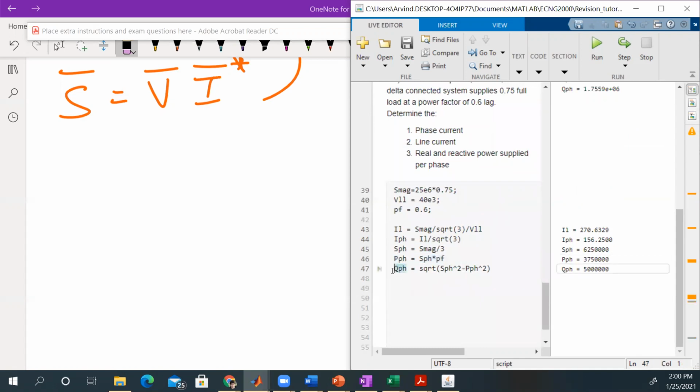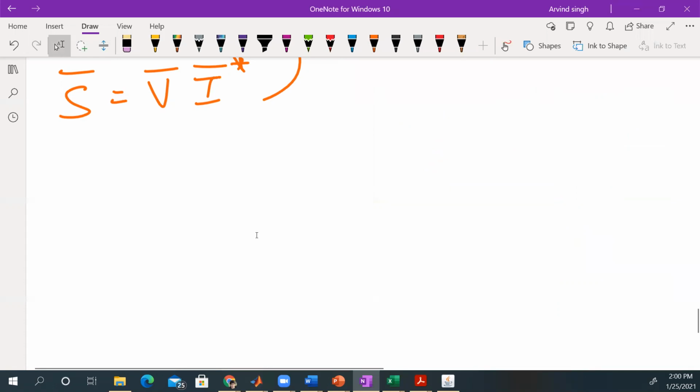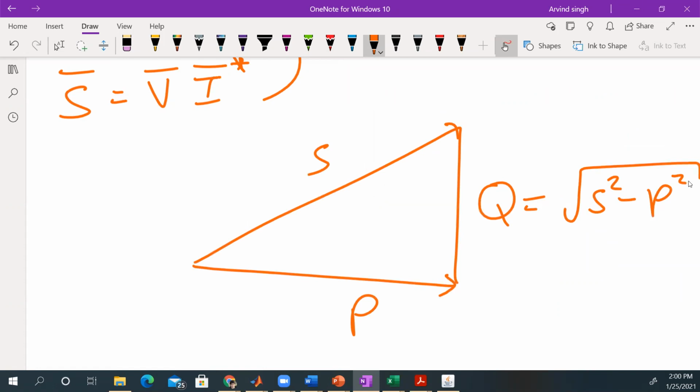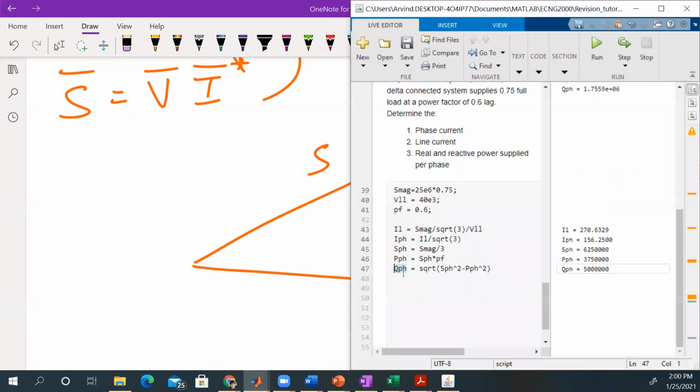And Q, then we're looking at our power triangle, right? So we have our power triangle: P, S, and Q. Q is equal to the square root of S squared minus P squared, using Pythagoras' theorem, right? And that's it. We get P and, sorry, Q per phase.